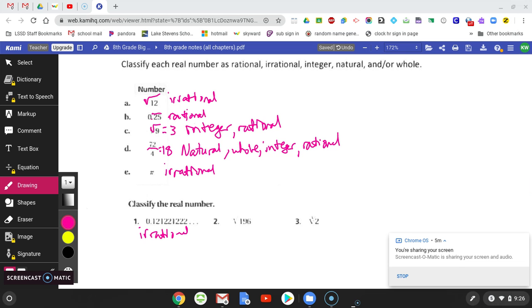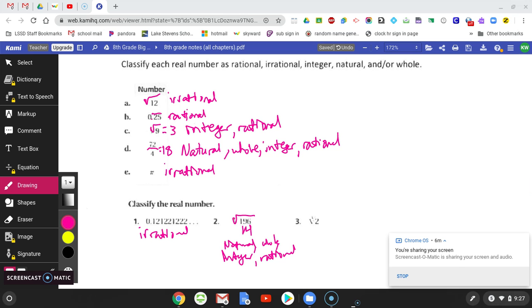The next one is the square root of 196. Well, if you look at your square root list, that is actually the number 14. So that means it is a natural number, which means it's a whole number, integer, and rational.